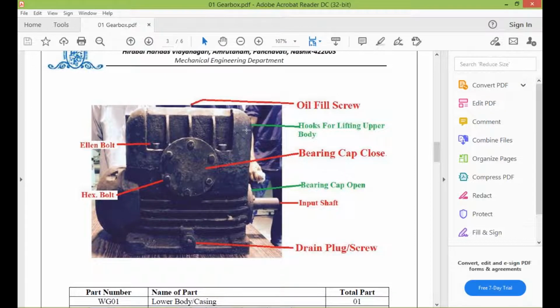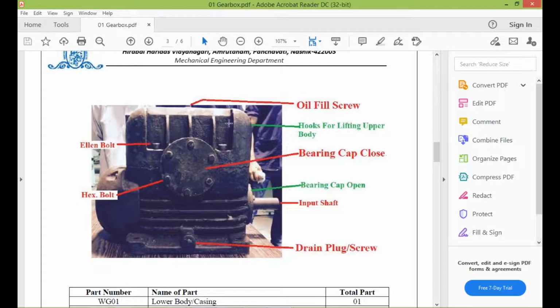Then for lifting purposes, the gearbox has a high weight, maybe 10 kg, 20 kg, 1 ton, 2 ton, depending on the applications, right? And for lifting the gearbox, maybe at the top of this casing there is an eye screw, or maybe there are hooks at the side. So one hook is present here and one hook is present here.